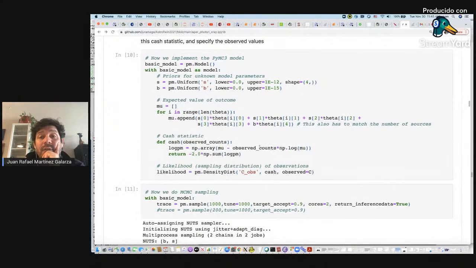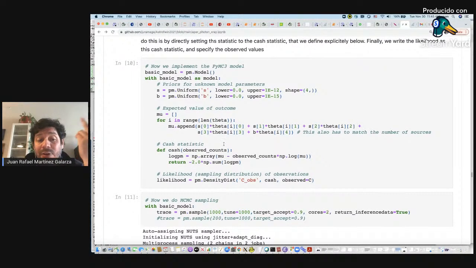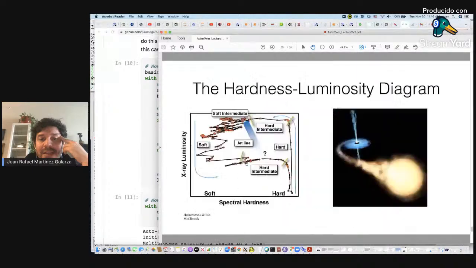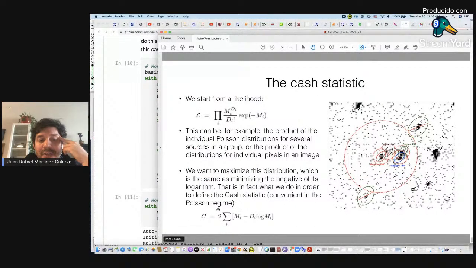The next important part is, of course, the statistic. You want to be able to write a likelihood, right? But you can write the likelihood in a very clever way by specifically defining the statistic. So if you remember in the lecture, we defined this quantity, the cash statistic, the C here, that was directly derived from the Poisson distribution. So saying that I am going to minimize this is the same as saying that I'm going to maximize this. So rather than writing an expression for the Poisson distribution, I can actually write an expression for the statistic itself. And this is what I'm doing here.